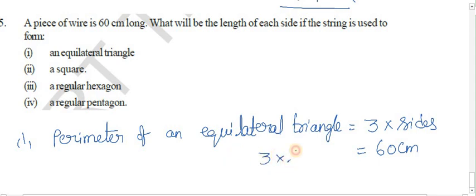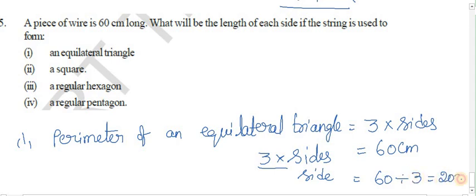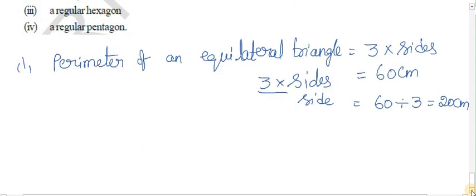So 3 into side is equal to 60 centimeters, and it is in multiplication, so if it goes to the opposite side it will become division. So 60 divided by 3 is nothing but 20 centimeters, because 3 2s are 6. So in that way we are done.